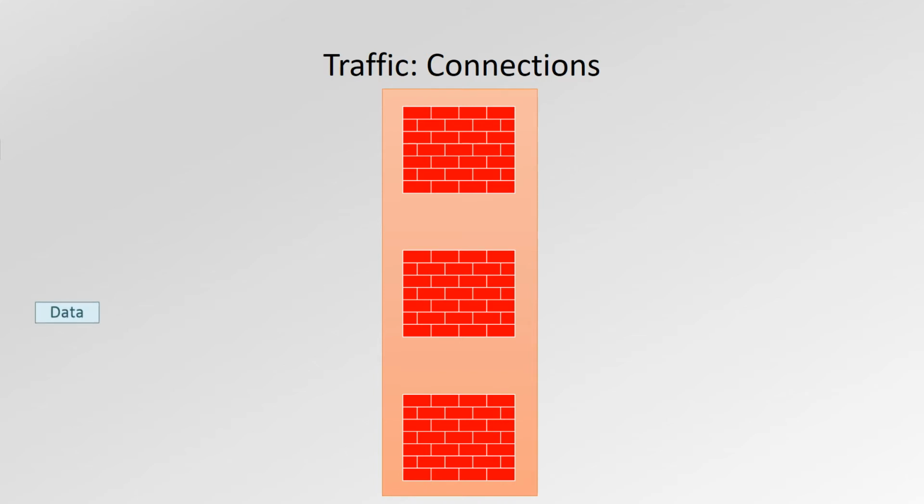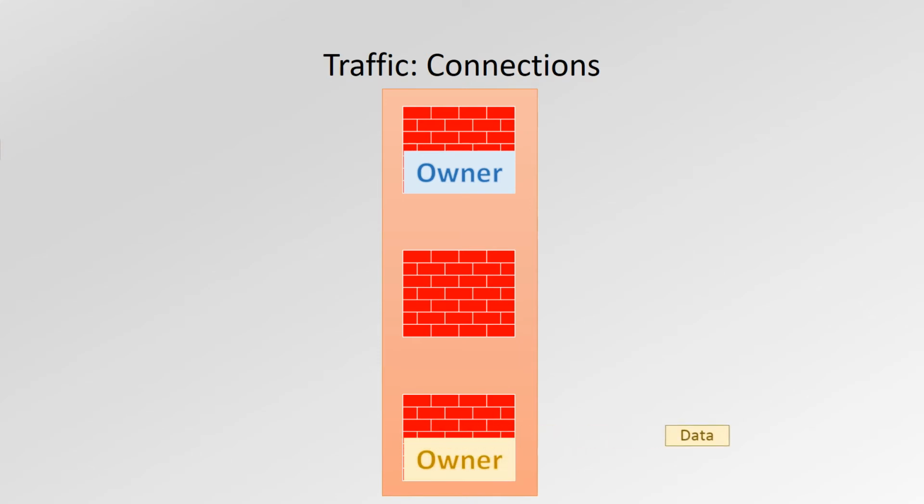The first is the owner role. Each connection is owned by a single member. All packets from a connection must pass through the connection owner. When the first packet from a new connection arrives, the member to receive the packet becomes the owner. It begins tracking the connection. A single ASA may own thousands of connections.